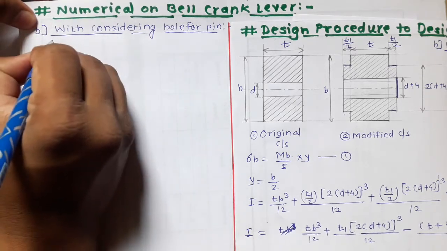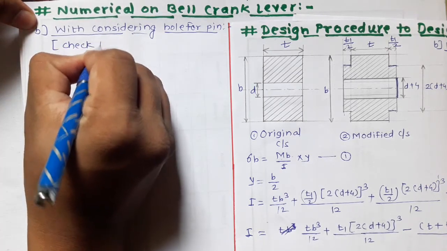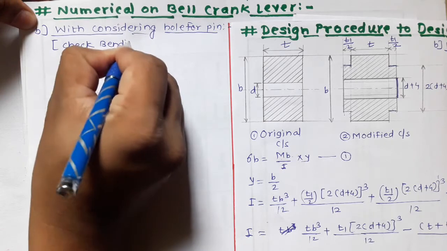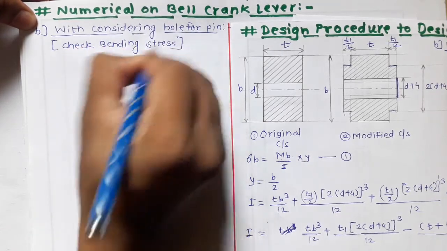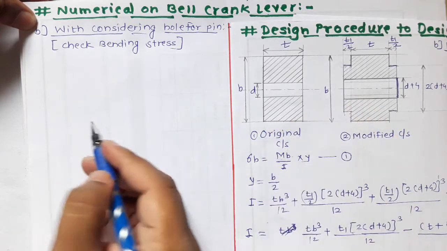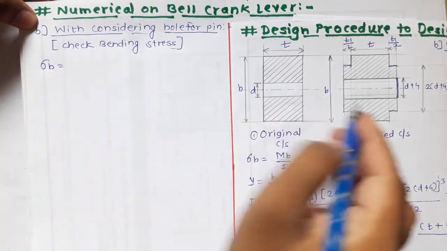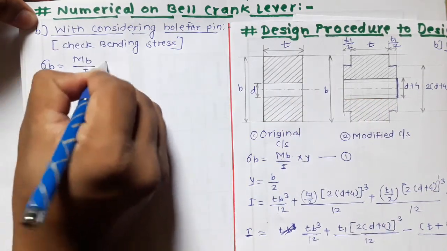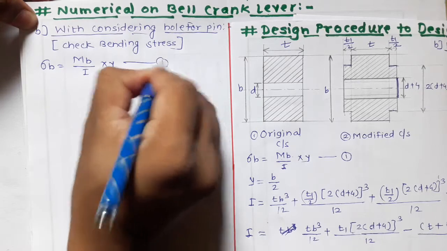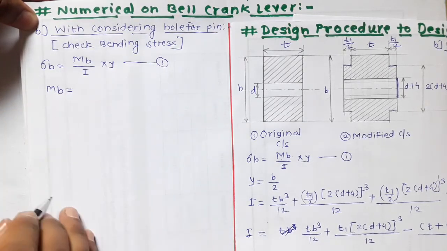So actually in this step we are going to check the bending stress for this modified cross section of lever. Okay, so the bending stress in this modified cross section of lever is given as sigma b equal to Mb upon I into y, equation number 1.